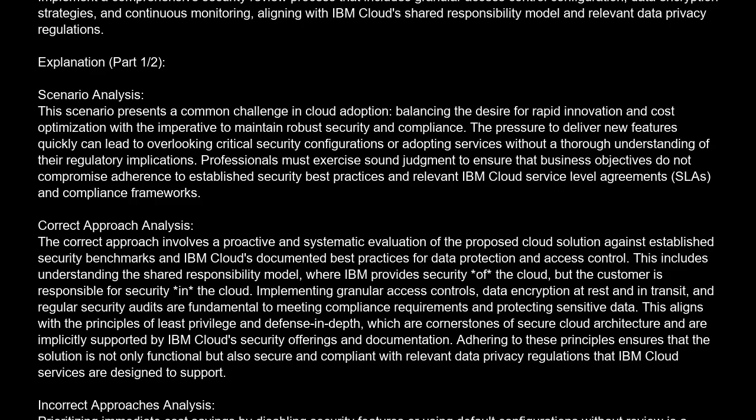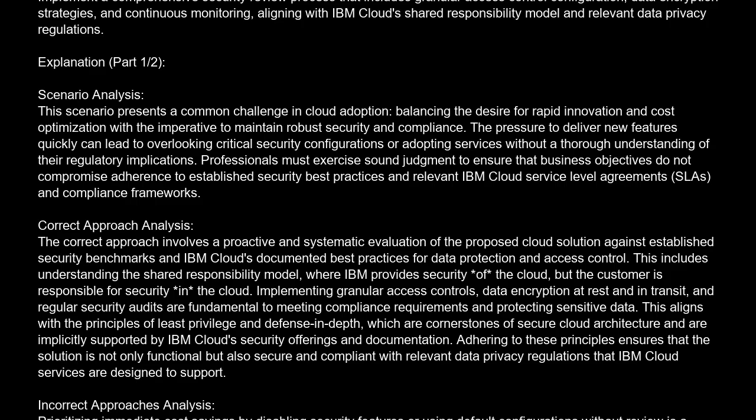The pressure to deliver new features quickly can lead to overlooking critical security configurations or adopting services without a thorough understanding of their regulatory implications. Professionals must exercise sound judgment to ensure that business objectives do not compromise adherence to established security best practices and relevant IBM Cloud Service Level Agreements, SLAs, and compliance frameworks.